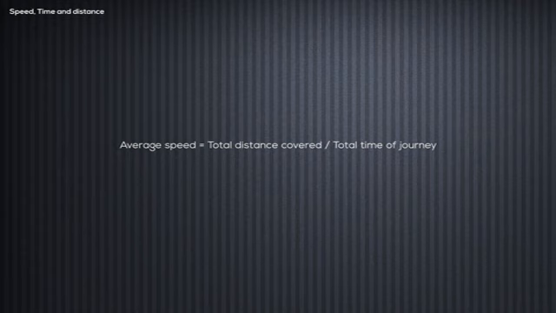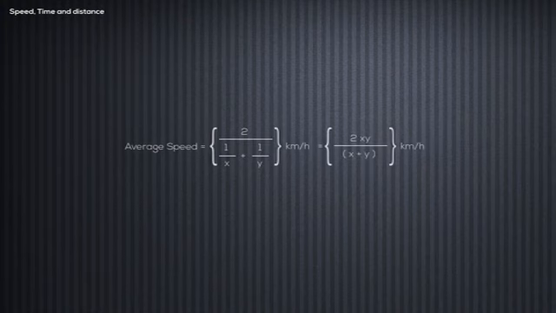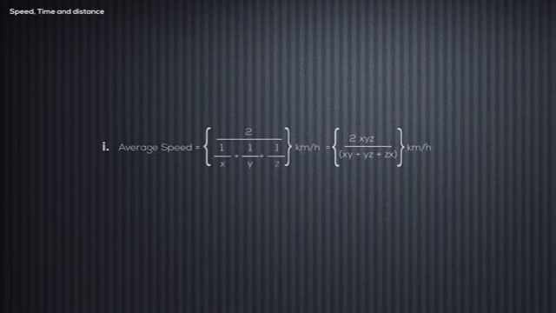Average speed. It is the total distance covered to the total time of the journey. It is given by: if a certain distance is covered with a speed of x kilometers per hour and another equal distance with a speed of y kilometers per hour, then the average speed of the whole journey is the harmonic mean of the two speeds, given by the formula shown on the screen.